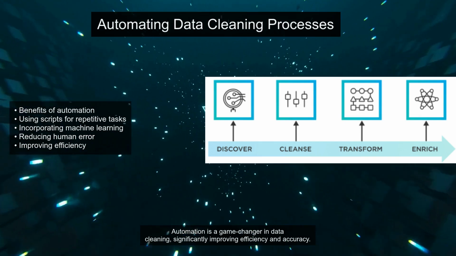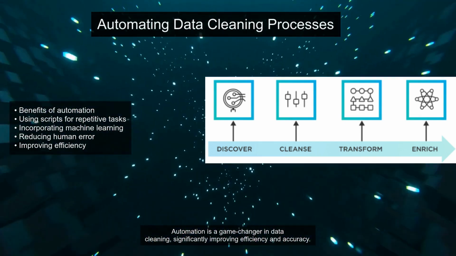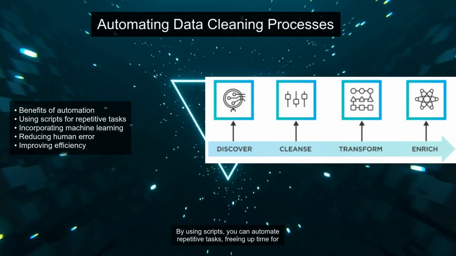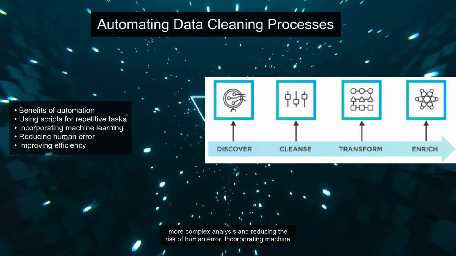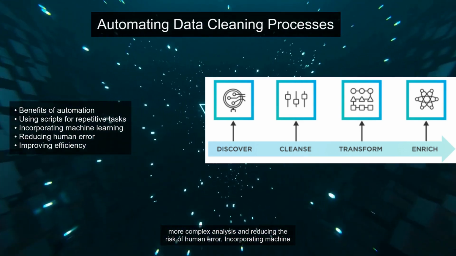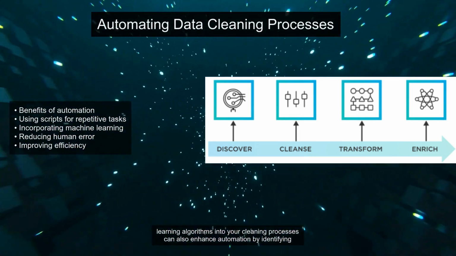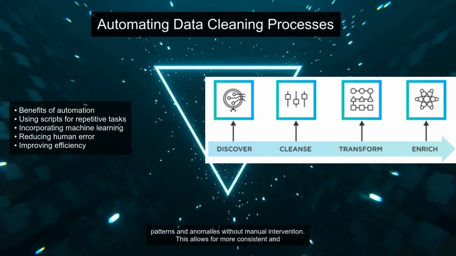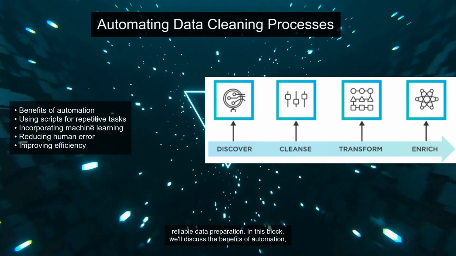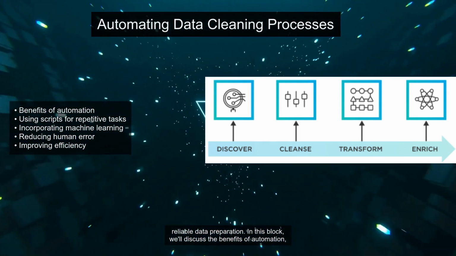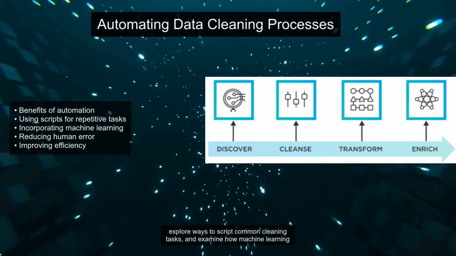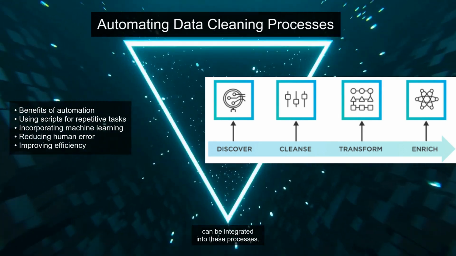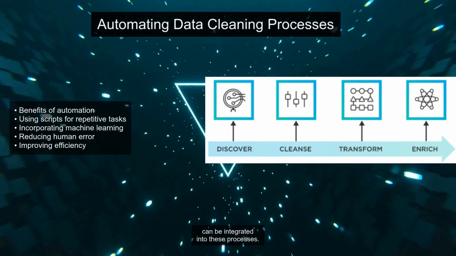cleaning processes. Automation is a game changer in data cleaning, significantly improving efficiency and accuracy. By using scripts, you can automate repetitive tasks, freeing up time for more complex analysis and reducing the risk of human error. Incorporating machine learning algorithms into your cleaning processes can also enhance automation by identifying patterns and anomalies without manual intervention. This allows for more consistent and reliable data preparation. In this block, we'll discuss the benefits of automation, explore ways to script common cleaning tasks, and examine how machine learning can be integrated into these processes.